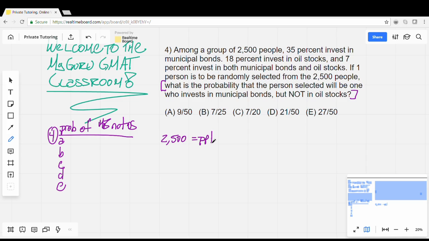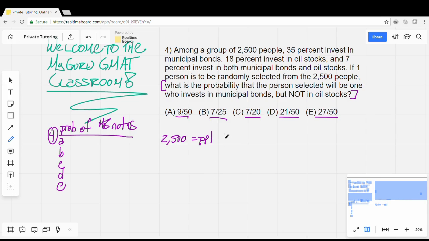Then 35% invest in municipal bonds. And you may be thinking to yourself, okay, now I've got to take 35% of 2,500. But wait, we want to always note what format our answer choices are in. In this case, they are all listed as fractions. So I don't want to go into the exact numbers of people. Instead, I'm going to take my notes as fractions as well.